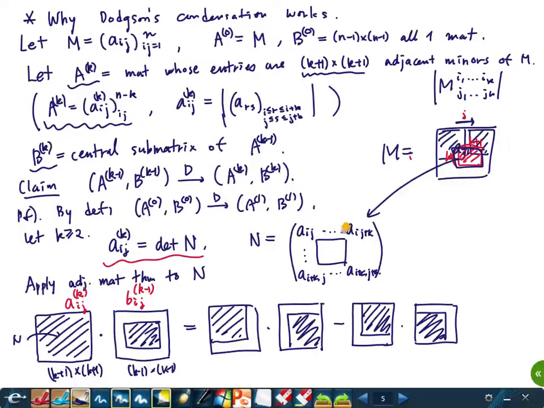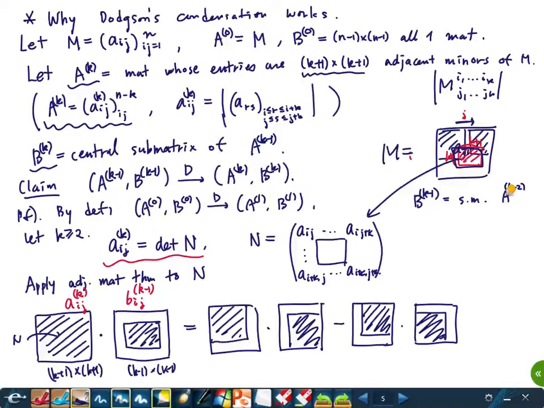Let's see. Let me think about this. Why is this B? So B, we need to go back to B. B, K minus 1. Some matrix of this. Okay, let's do this slowly. B, K minus 1. The submatrix of A, K minus 2. Right? So the entries are K minus 1 by K minus 1. The determinant of K minus 1 by K minus 1.